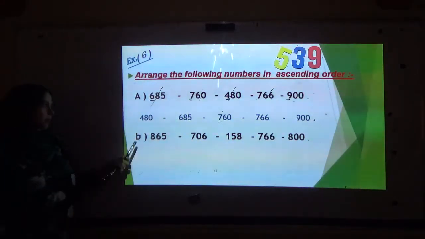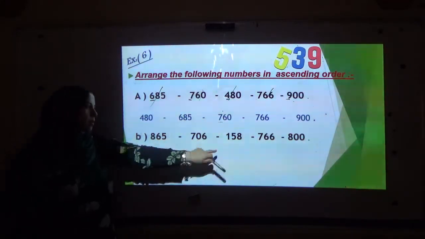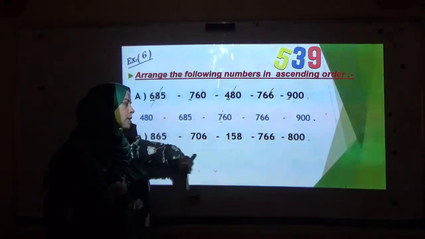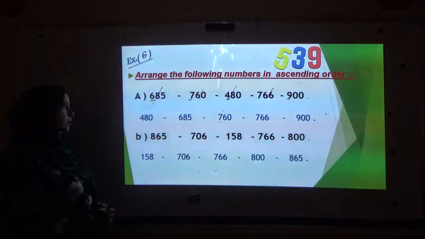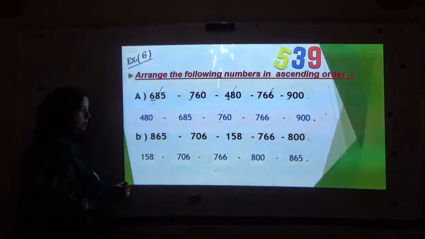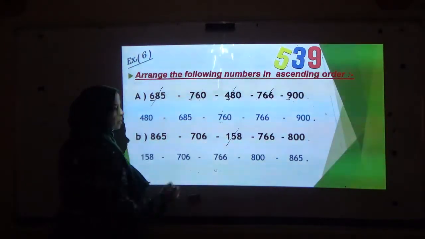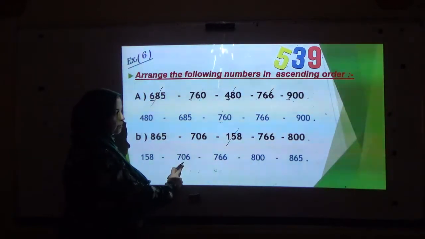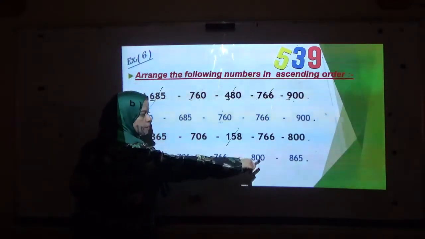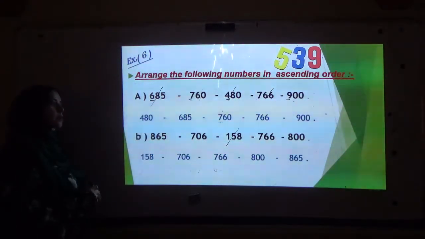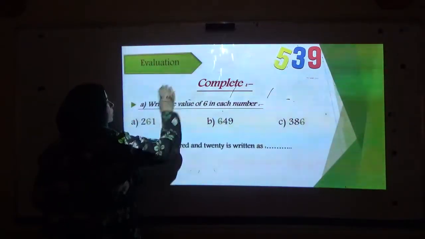Letter B, 865, 706, 158, 766, 800. Which one is smaller? Yes, 158, the number with 1. Next, 706. Next, 766. Next, 800. Next, 865. Last one.